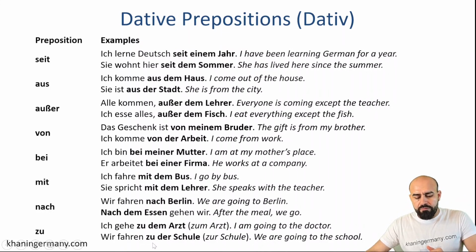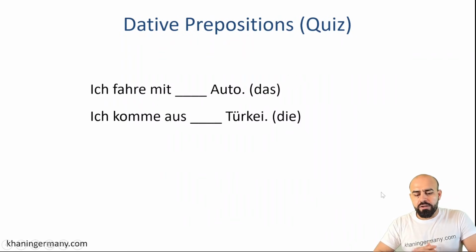And then wir fahren zu der Schule. We are going to the school. So die Schule will become der Schule. Zu der Schule. Yeah? We are going to the school. Perfect. So these are the dative prepositions with examples. Now I also have a quiz related to the dative case for you in the context of those prepositions. So please take a couple of minutes to solve this by yourself and then we will do it together.